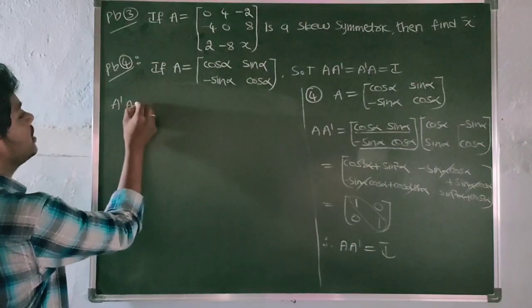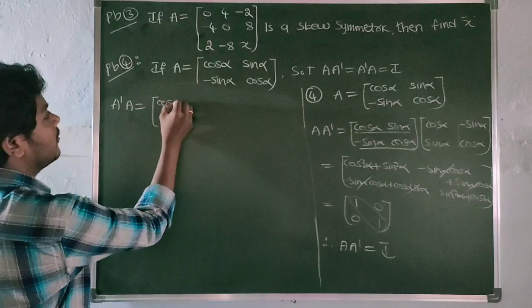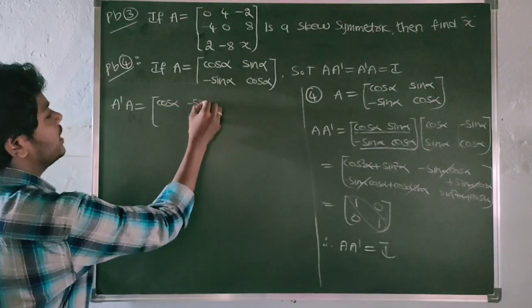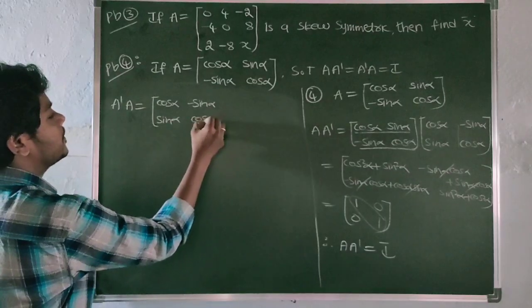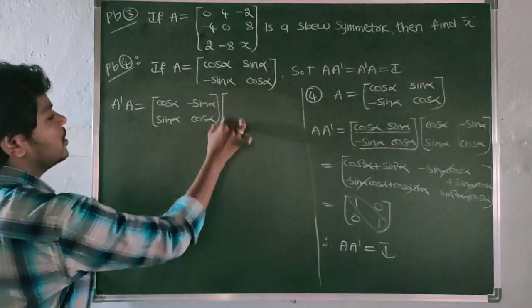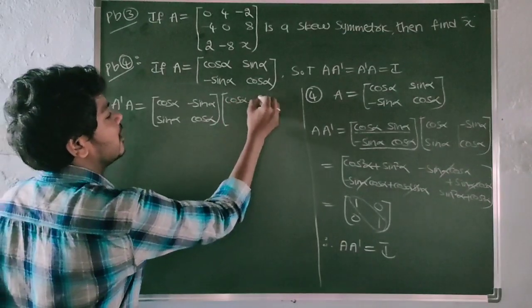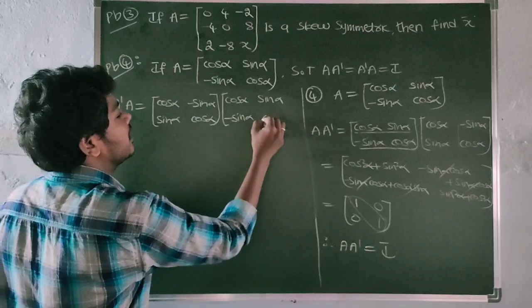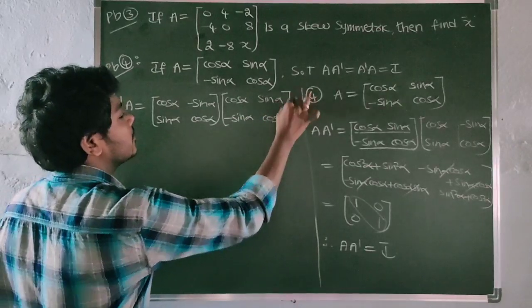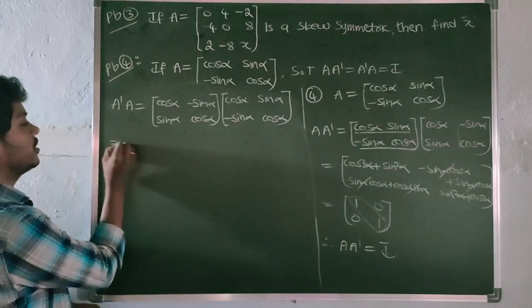A transpose into A. So A transpose is what? Cos alpha, minus sin alpha, cos alpha into matrix A. So what is that? Cos alpha, sin alpha, minus sin alpha, cos alpha. So now multiplying these two matrices, what do you get?